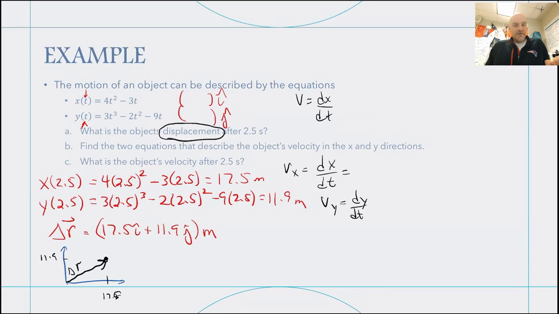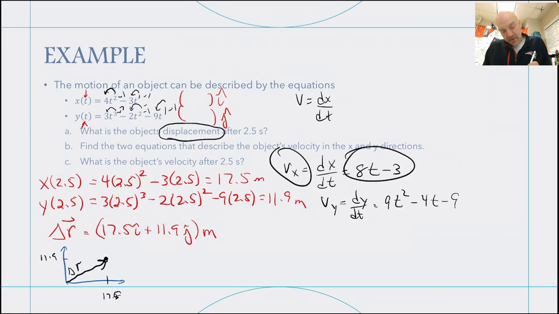So with derivatives, we're going to bring the 2 down, minus 1. This is a 1, bring the 1 down, minus 1. You can see the pattern, minus 2, minus 1. And then this is a 1, minus 1, bring that 1 down. So we're going to end up with 8t minus 3 and all that messiness there. Here we're going to end up with 9t squared minus 4t minus 9. Okay, so these are our answers for part B, or the second part because it's bullet pointed. These are the two equations that describe the velocity at any point in time.